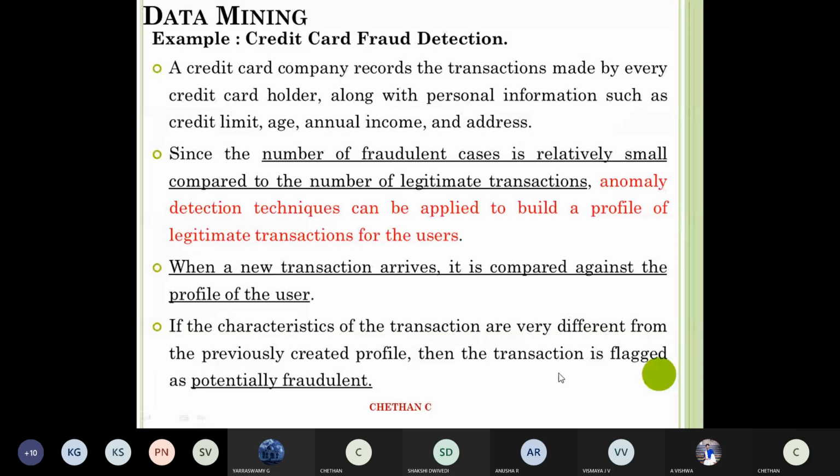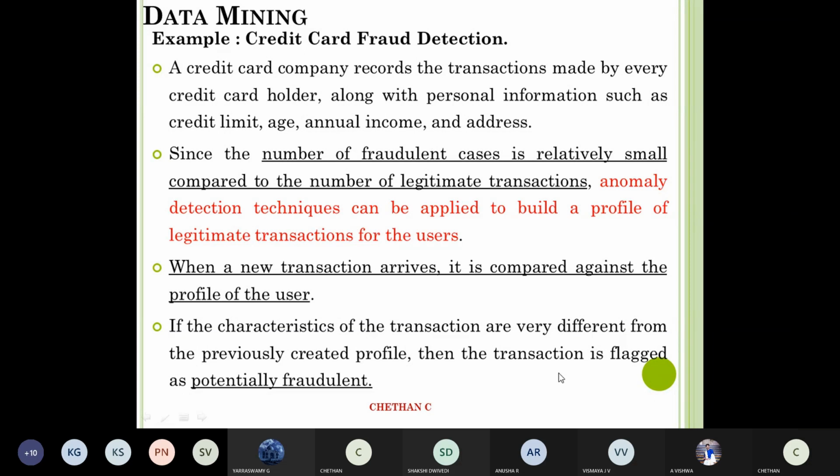That can happen with anomaly detection techniques applied on the profile of legitimate transactions. When a new transaction happens, it is compared against the profile of the customer.